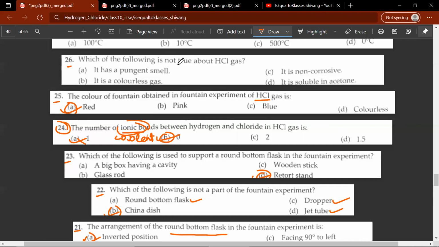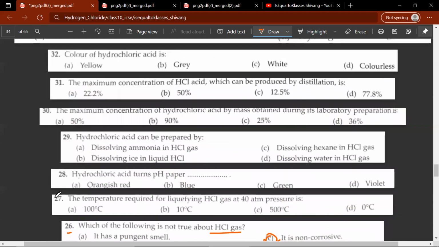26th question. Which of the following is not true about HCl gas? It has a pungent smell, non-corrosive, colorless gas, and is soluble in acetone. So C, it is non-corrosive, is false about HCl. It is corrosive. 27th question. The temperature required for liquefying HCl gas at 40 atmospheres, ATM means atmosphere pressure, is, so ATM is basically a unit of pressure, and the correct answer would be 10 degrees Celsius.